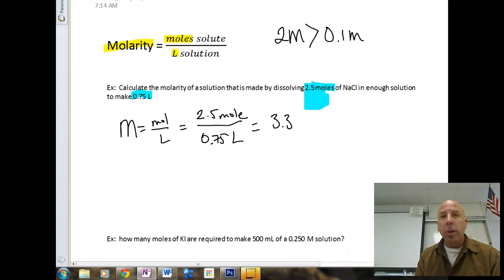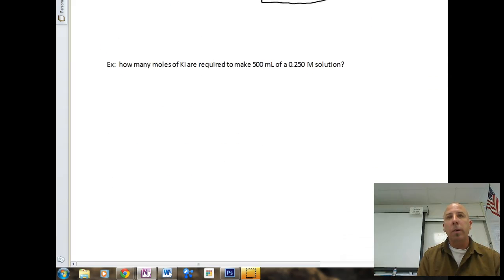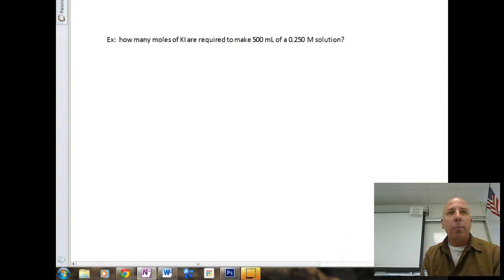The unit that goes along with this could be moles per liter, which would be a perfectly acceptable unit. We could also write 3.3 molar, or a 3.3 molar solution. Either one is perfectly acceptable and correct. Okay, let's take a look at another problem. Again, we're going to use the molarity formula: molarity equals moles per liter.